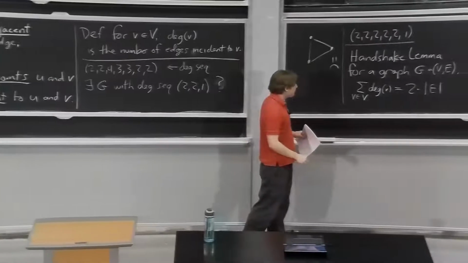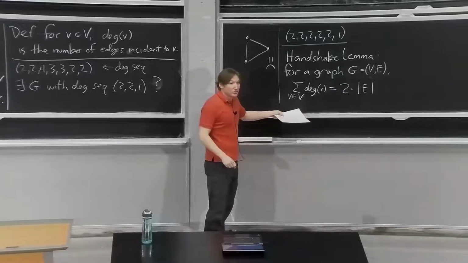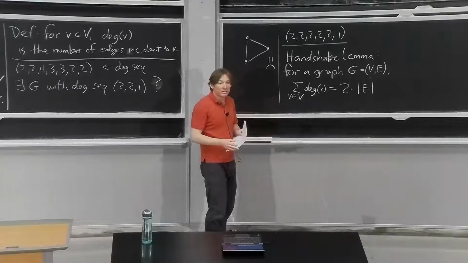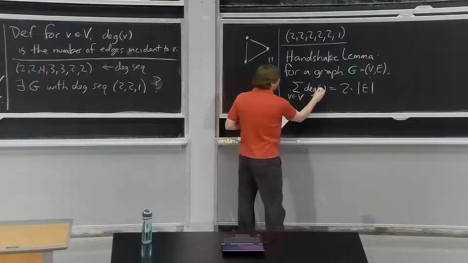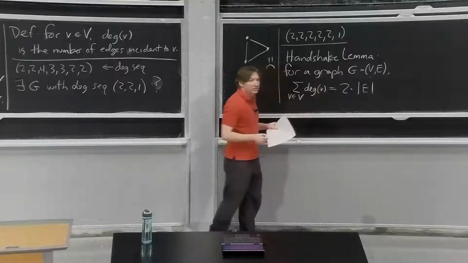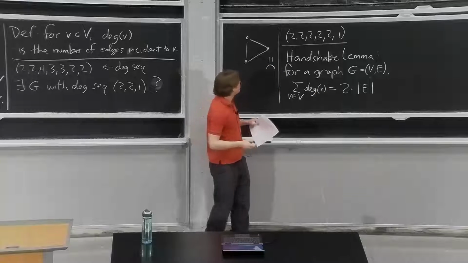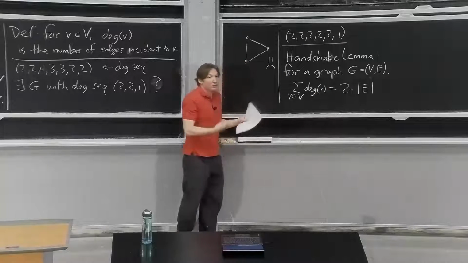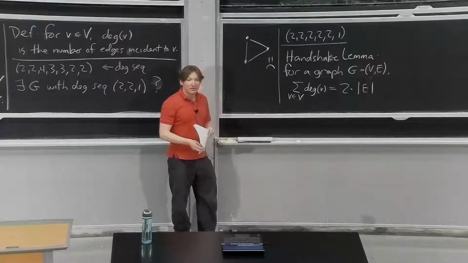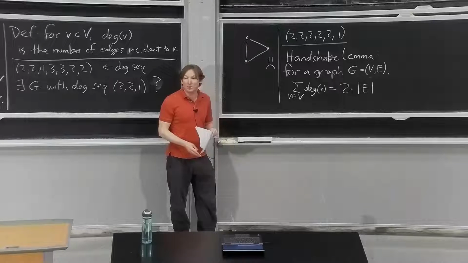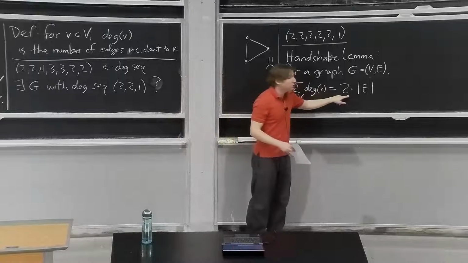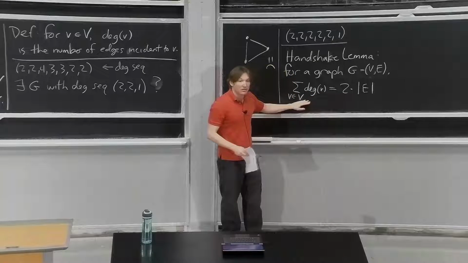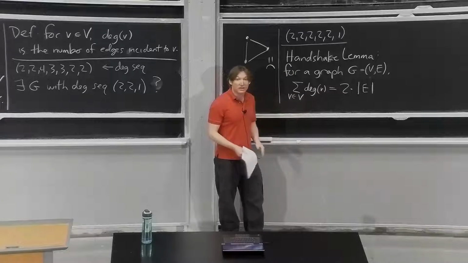And the reason this is true is also exactly what your colleague said earlier. Over here, we're adding the degree of every vertex, which means we're basically counting every endpoint of all the edges. And every edge has 2 endpoints. So every edge was counted twice in this count on the left. So that's the handshake lemma.